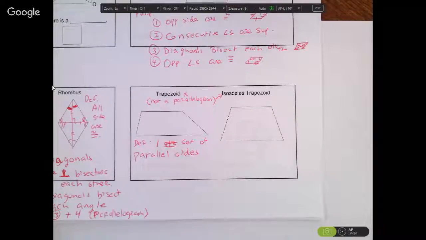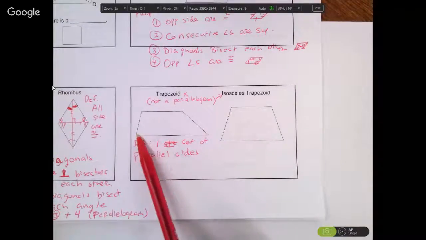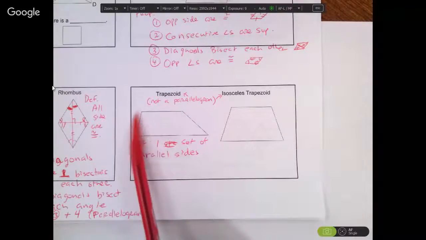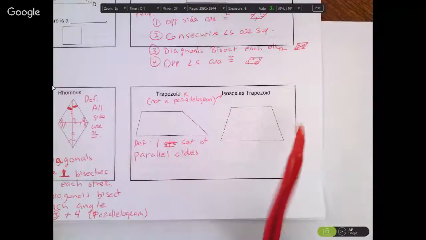Okay. What are the properties of a parallelogram? The consecutive angles are supplementary. So this angle plus this angle adds up to 180? No, the other way. So yes, that's true that these add up to 180, but not all consecutive angles. So how do we say that?